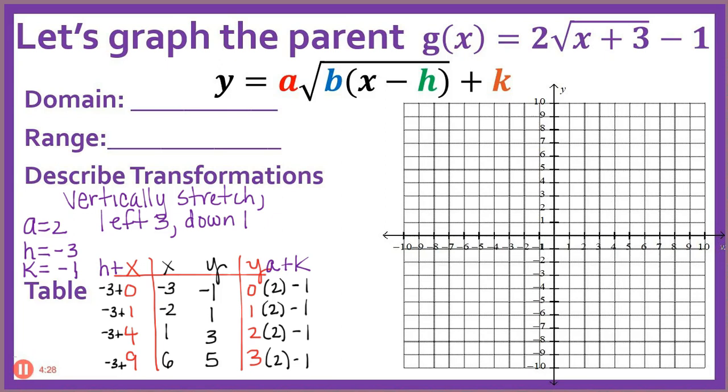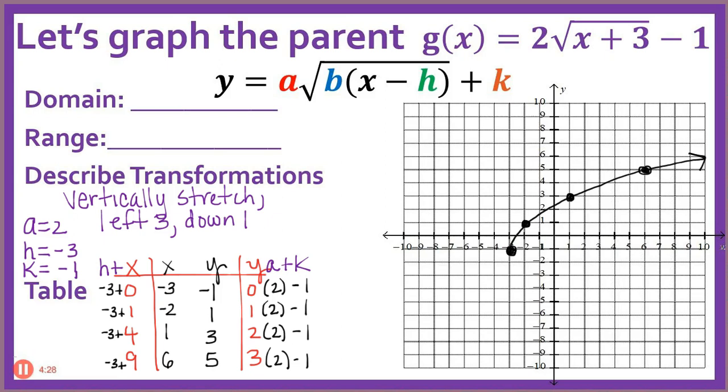So when I graph this function, it doesn't begin at 0, 0. It begins at negative 3, negative 1. So negative 2, positive 1, up 3, and 6, up 5. This is what this transformed function looks like.